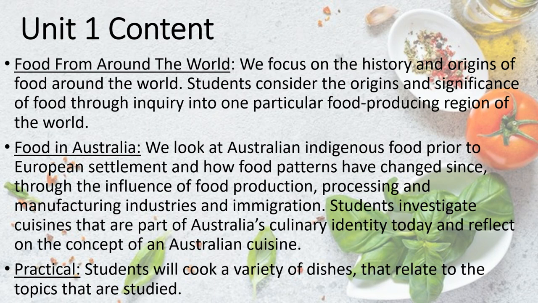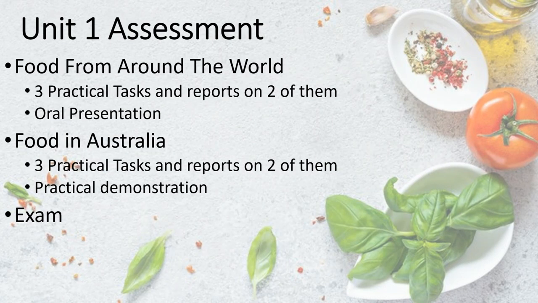So we look at food production, processing, and manufacturing industries, as well as immigration, and how that has impacted on what we consume. Now, there's also a lot of practical. We do a double lesson of prac each week that relates to the theory that we're doing. For Unit 1 assessment, food from around the world, there's 3 practical tasks and reports on 2 of them, and an oral presentation. For outcome 2, food in Australia, 3 practical tasks and reports on 2 of them, and a practical demonstration, and an exam at the end of the semester.